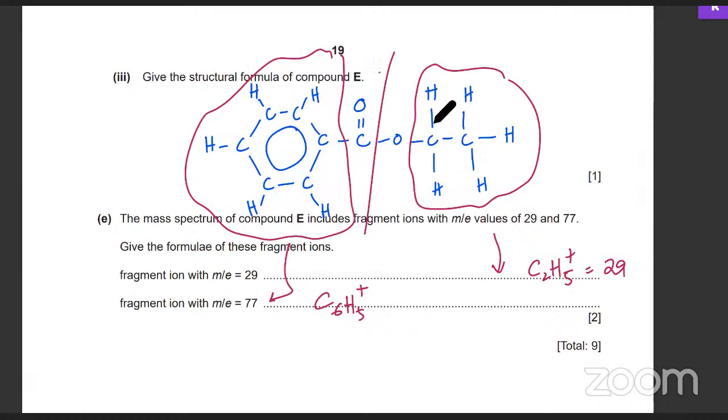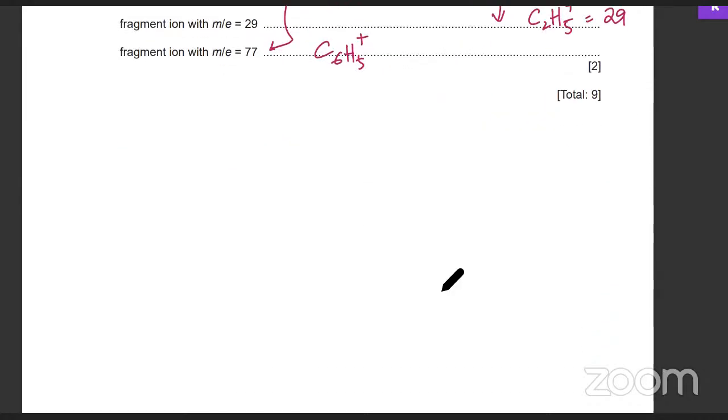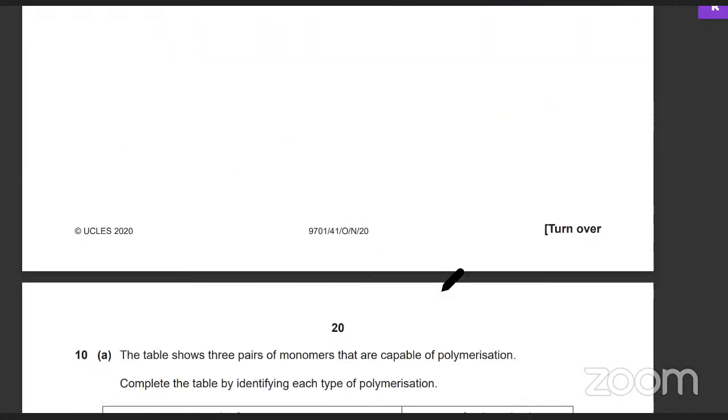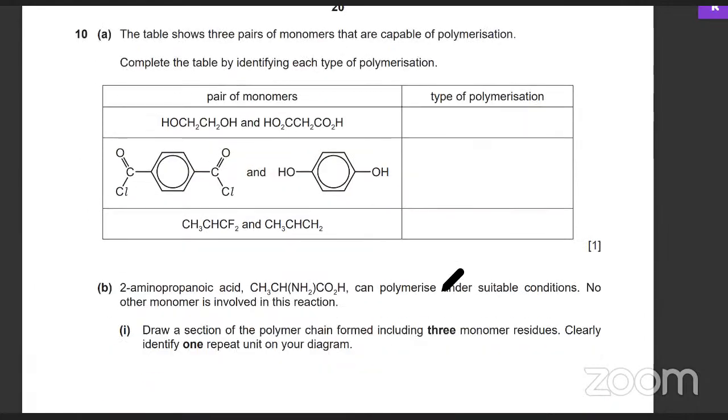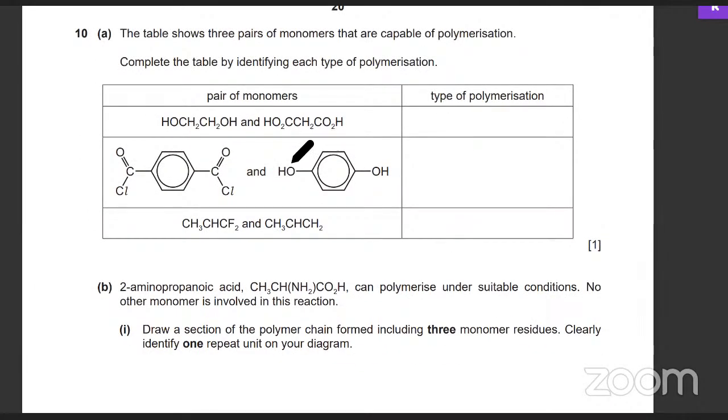As the next one, we're done with this question. The question number 10 is, you have to figure out the polymerization. Complete the table by identifying each type of polymerization.